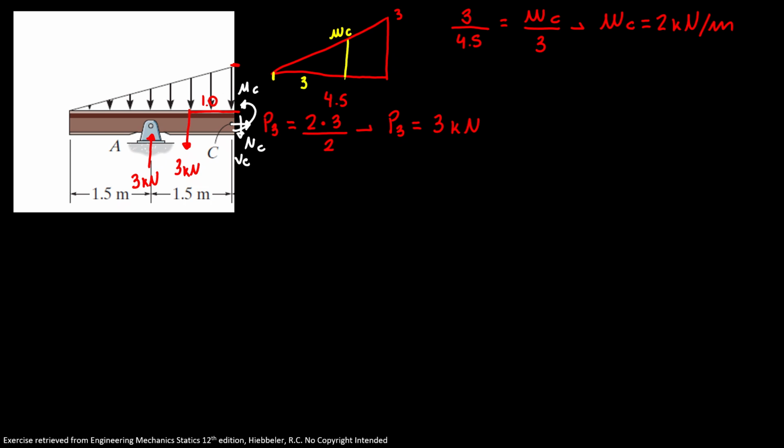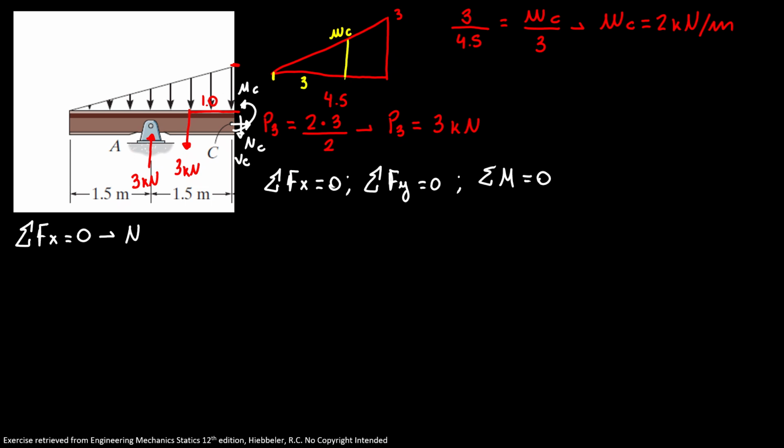Now we're going to use our equations of equilibrium. Sum of forces in X is equal to 0. The sum of forces in Y is equal to 0. And the sum of moments is equal to 0. Starting with the sum of forces in X direction is equal to 0, we know that our normal C is equal to 0. So first internal force we found.